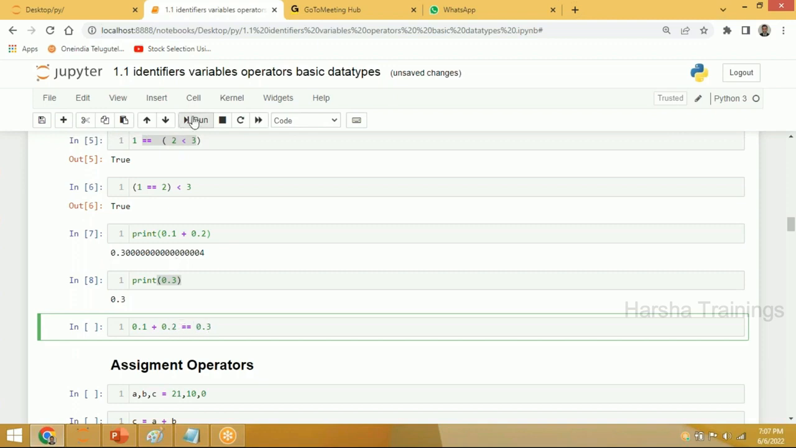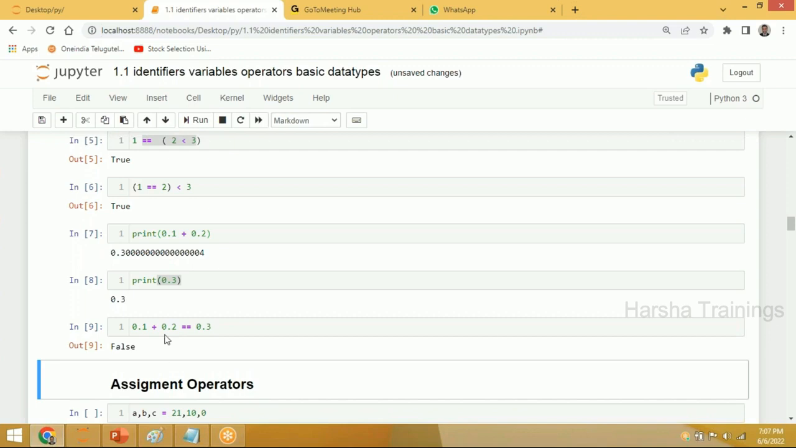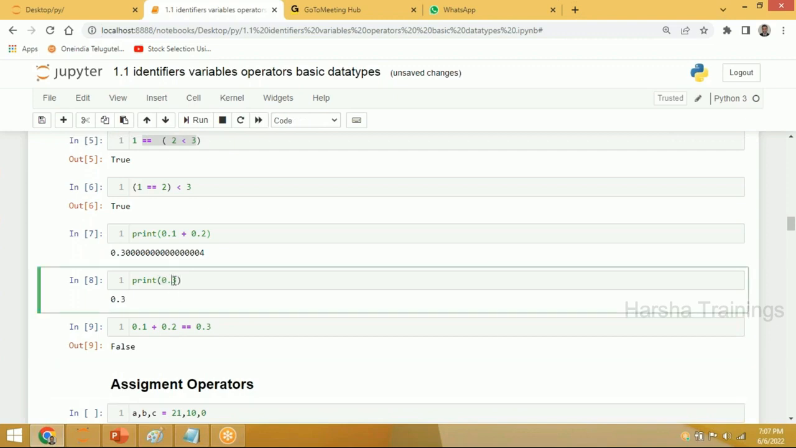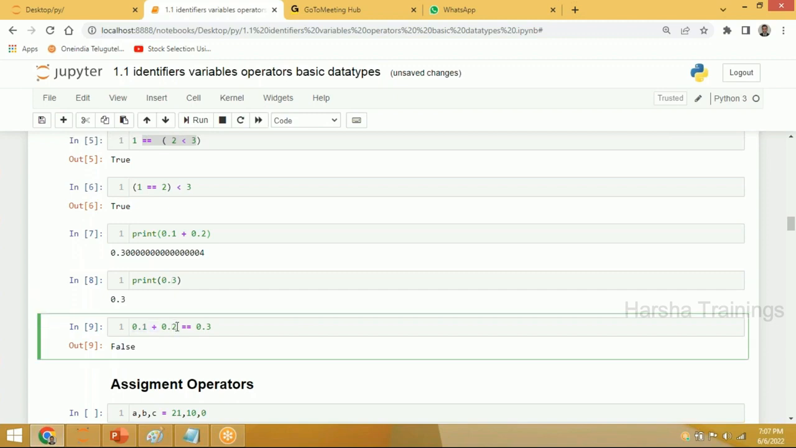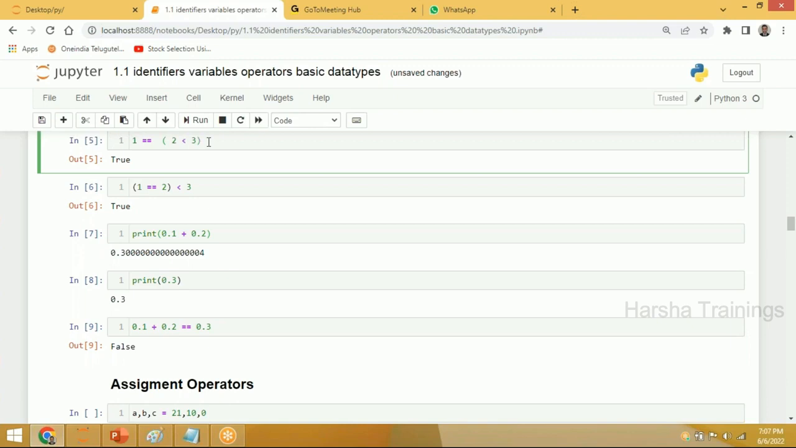Now see, the answer is false. By default, everyone thinks that 0.1 plus 0.2 is 0.3. So left side is 0.3, right side is 0.3, it has to be true. But what happens in the memory? How does the processor store float data? Shall I explain? Is it clear?